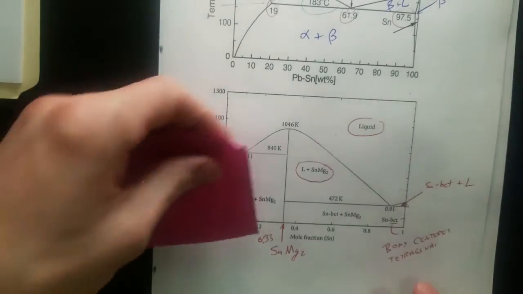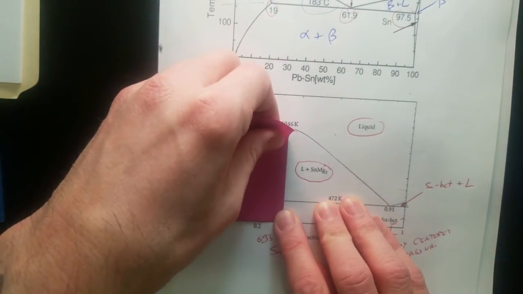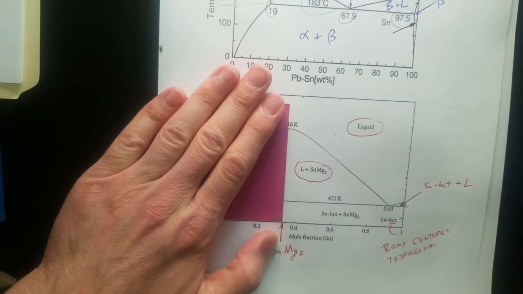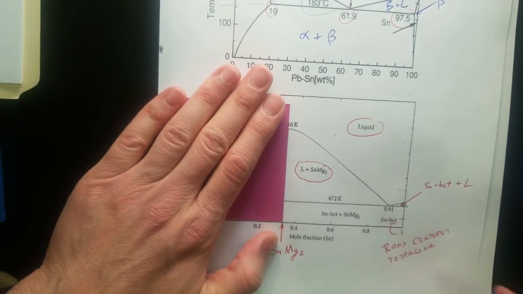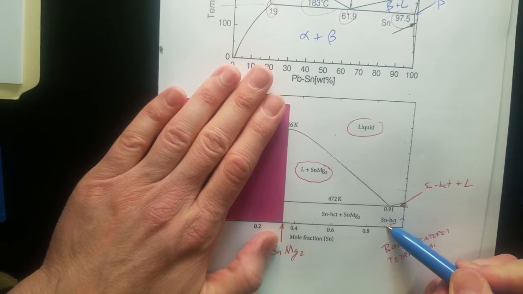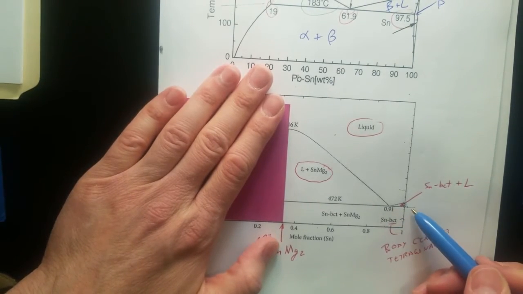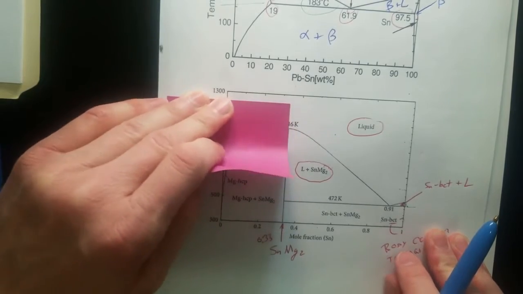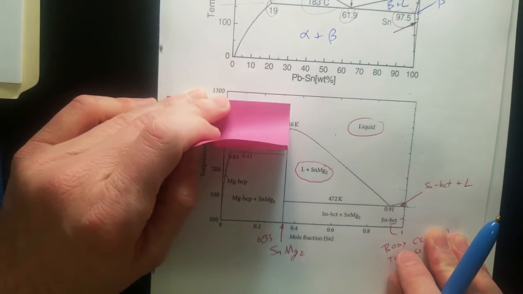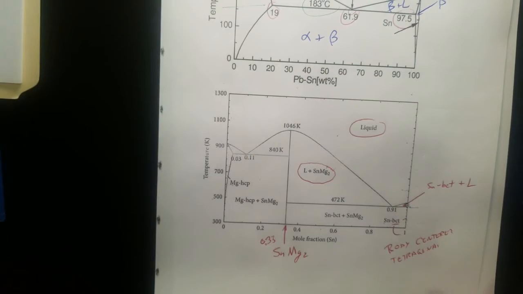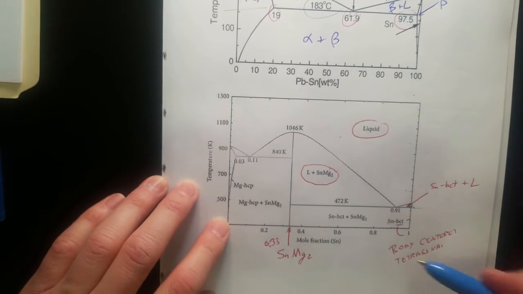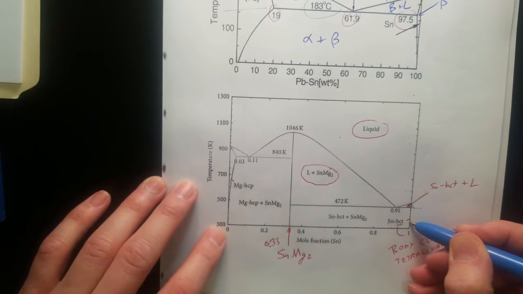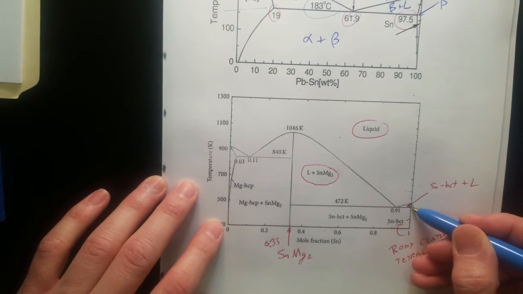And, excuse me, that's our binary eutectic. So that is our eutectic composition, 91%, and that is our eutectic temperature. It's not marked on this, but it looks like somewhere around, what? Around 475.